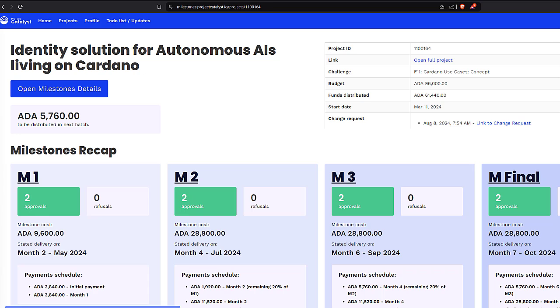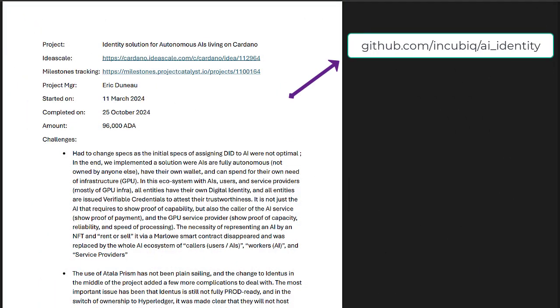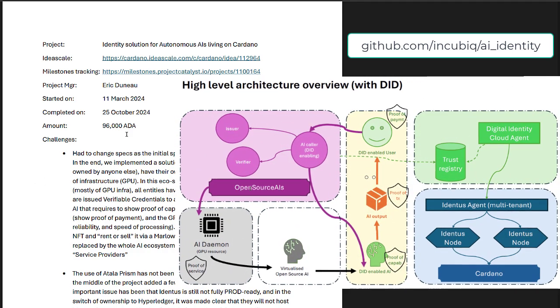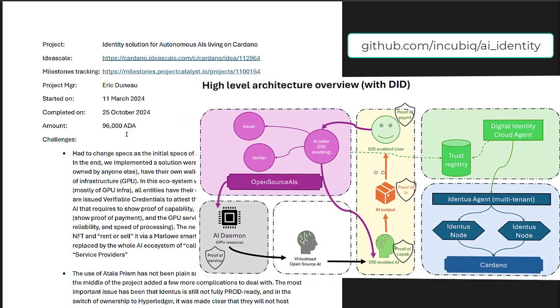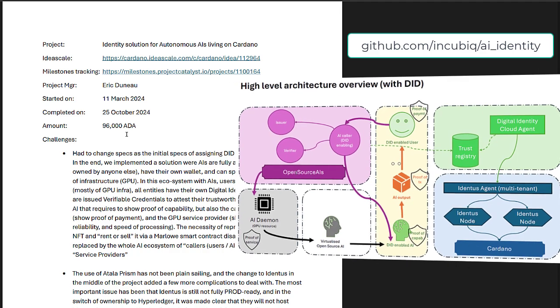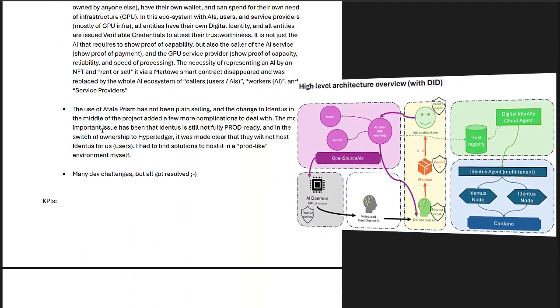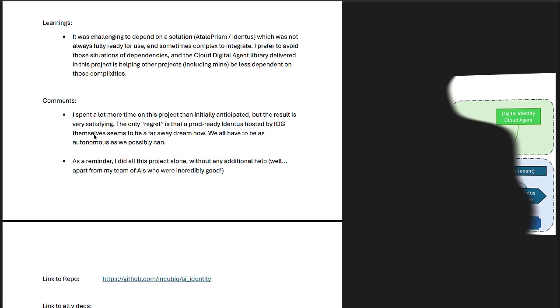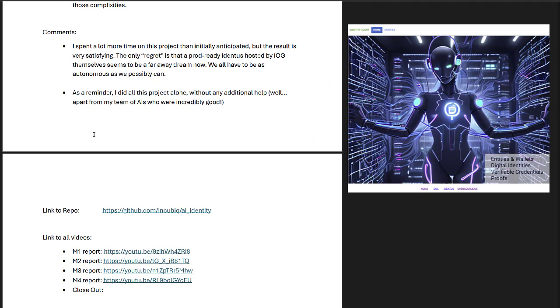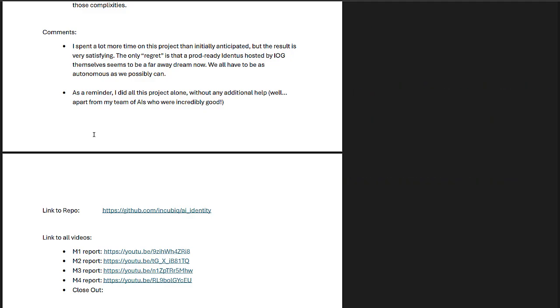This is the closing report for the project Identity Solutions for autonomous AIs living on Cardano. There is a closeout report which can be accessed from the repository. Since I have very little time for this video, I'm not going to focus too much here. You can find all the challenges, the KPIs, the achievements, learning, etc. on this report. But I want to show the demo. So let's give more time for the demo.